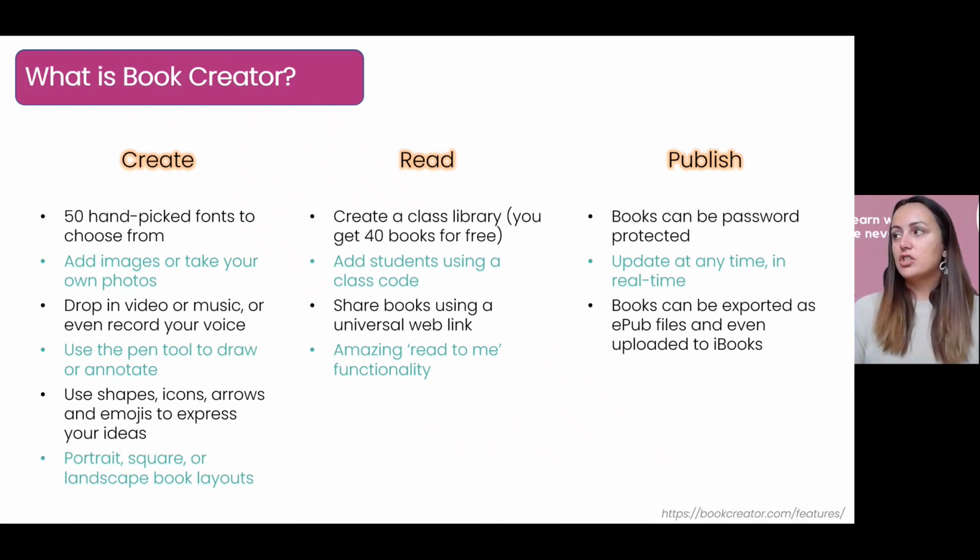So I mentioned there that you can share a universal link with anybody that you'd like to see the book, but you do have the option to password protect. So if there's any sensitive information or things that you don't want to share outside of your school, organisation, college, community, then you can add a password as well. I've mentioned that you can update at any time, and you can also export as EPUB files, which allows you to use them on an e-reader. Now, this isn't something that I've actually done, but the functionality is there for you to use if you need to.